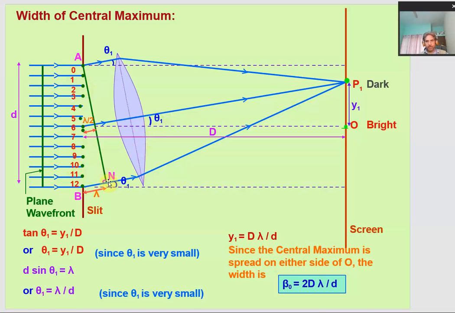So in this triangle ABN, the angle BAN is theta also. For the center of the screen it will be 0. But if this angle is theta, this angle will also be theta.